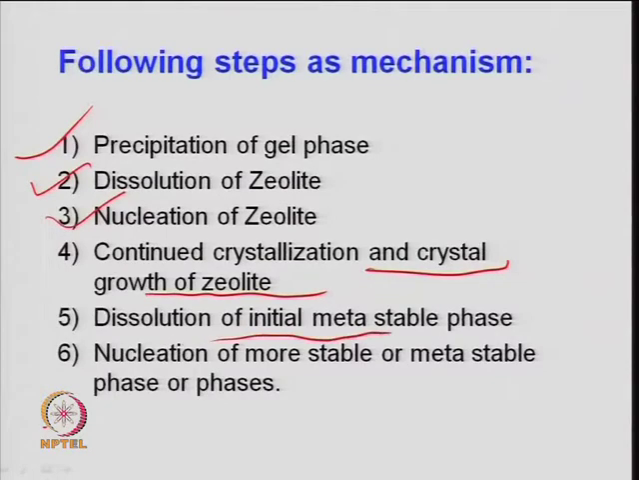Then dissolution of the metastable phase, right. So, here you may add additives also, you may add seed agents also, to get a final zeolite phase, and nucleation of a more stable or metastable phase or phases. That process depends on your aging time and temperature till you get a final crystal. So, in between, depending upon the time, you have to take out the sample and check the XRD, right. So, you have to look at the crystallinity, the degree of crystallinity, and then you can stop or you can identify the time, right.